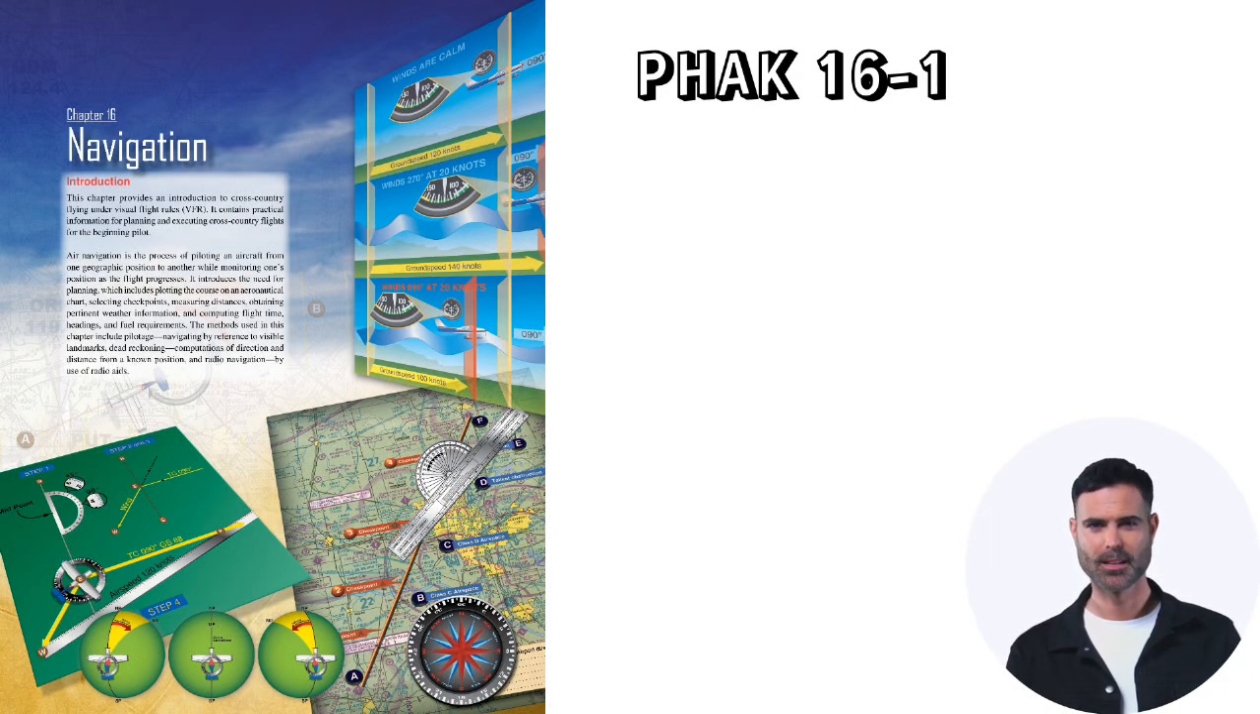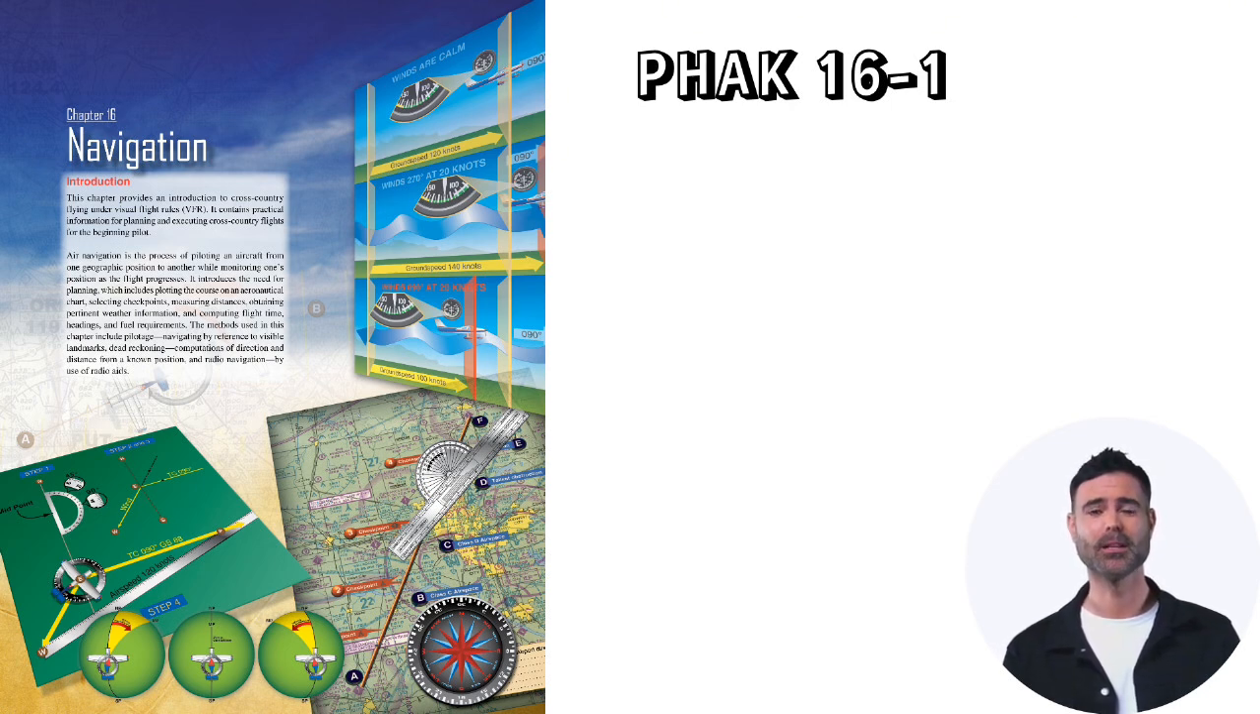Chapter 16, Navigation, Introduction. This chapter provides an introduction to cross-country flying under Visual Flight Rules, VFR. It contains practical information for planning and executing cross-country flights for the beginning pilot. Air navigation is the process of piloting an aircraft from one geographic position to another, while monitoring one's position as the flight progresses. It introduces the need for planning, which includes plotting the course on an aeronautical chart, selecting checkpoints, measuring distances, obtaining pertinent weather information, and computing flight time, headings, and fuel requirements.